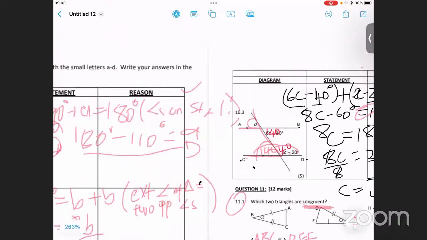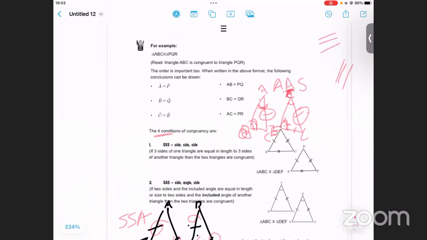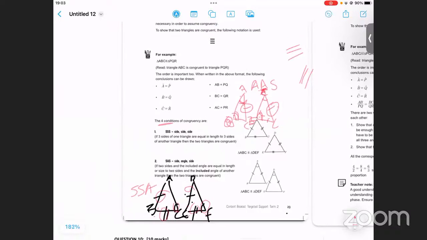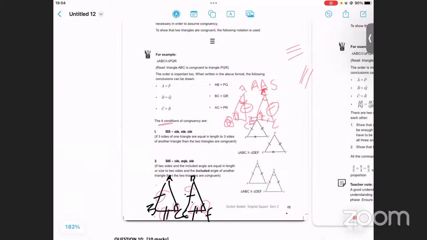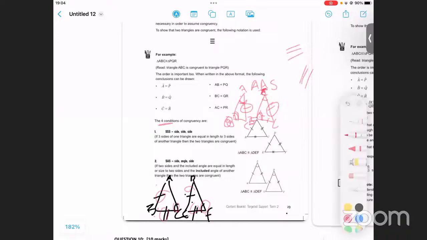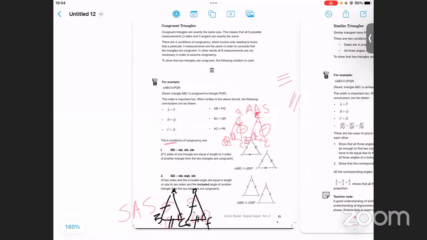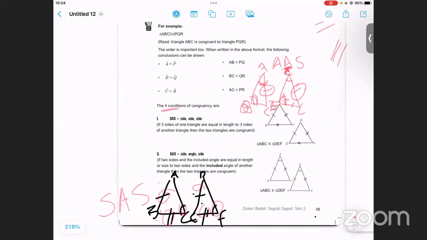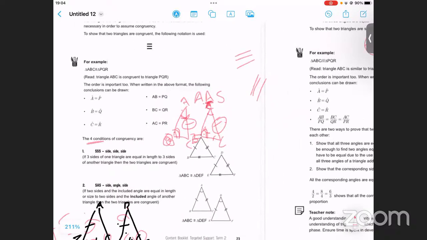Remember we had three conditions for congruency, right? I mean four. The first one was side, side, side, which means three sides are equal. We had side, angle, side. And then we had side, side, angle. We also had angle, angle, side.